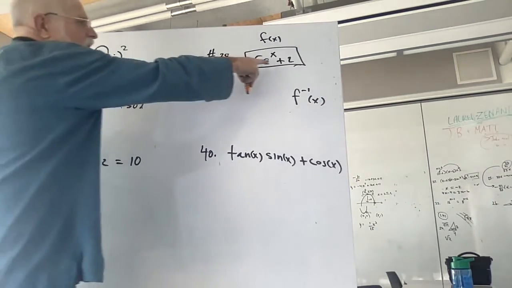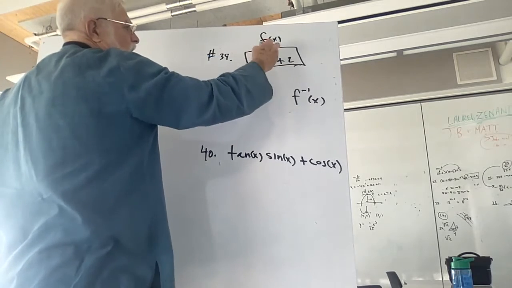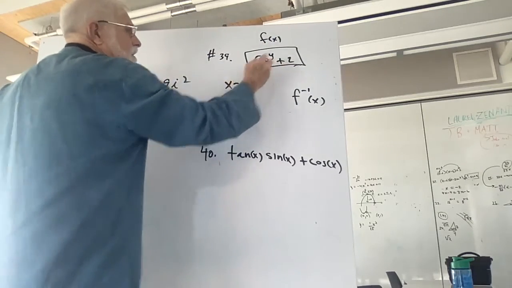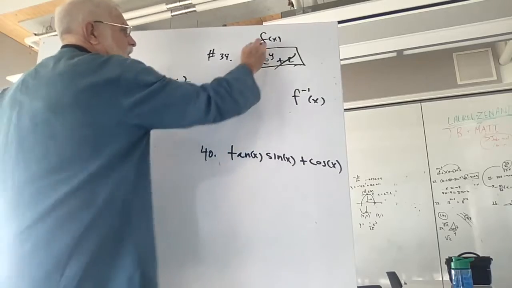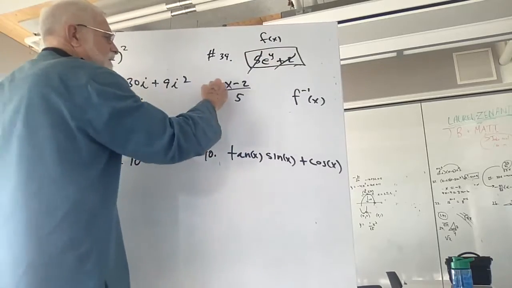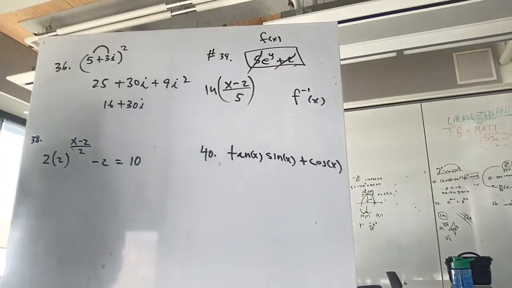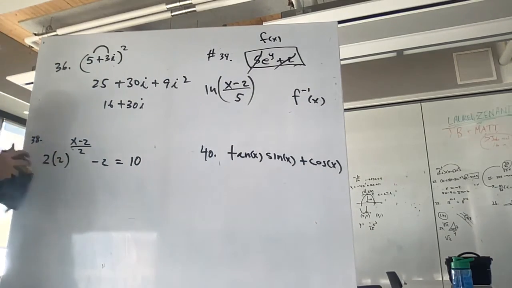F of x, so the inverse of this. So I'm gonna switch the x's and the y's. So there's your y, now I gotta solve for x. I'm gonna subtract 2. I'm gonna divide by 5. I'm gonna do the inverse of e to the, which is ln of. There's the inverse. All right, almost done here. So I'm gonna add 2.